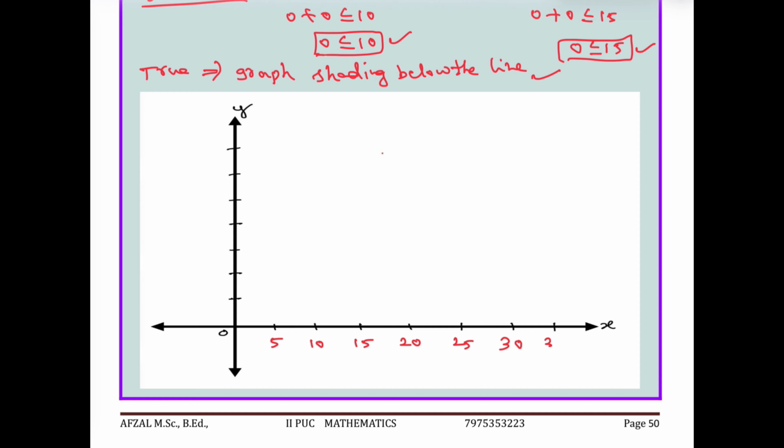Next, the magnitude of a cross b. Magnitude means square root of the coefficients of i, j, k: (-8) square plus 8 square plus 4 square. If you simplify that, 8 8s are 64, again 8 8s are 64, plus 4 4s are 16. Then if you add everything, 64 plus 64 plus 16 is 144. Square root of 144 is 12.